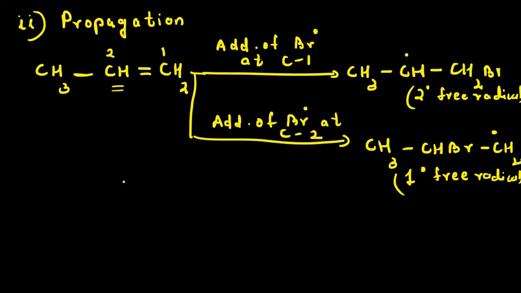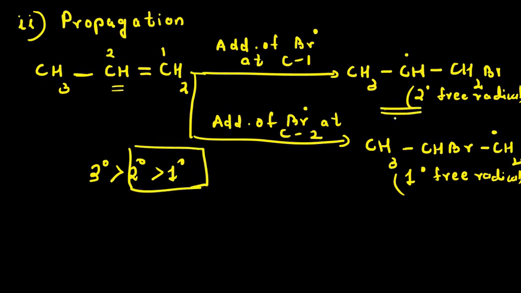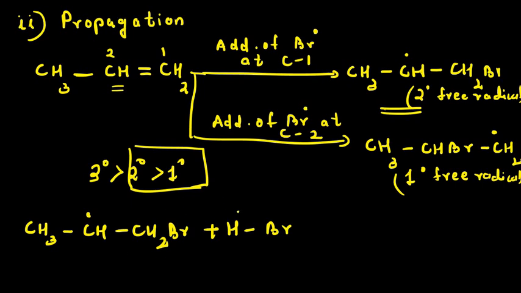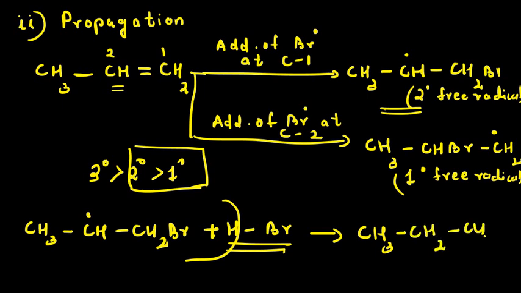We studied the stability order, where the free radical stability order is the same as that of carbocations. So the secondary free radical is more stable, and thus it predominates. Now this secondary free radical abstracts a hydrogen atom from another molecule of HBr to form 1-bromopropane as our major product, plus a Br radical. So this is 1-bromopropane, and it is formed as our major product.